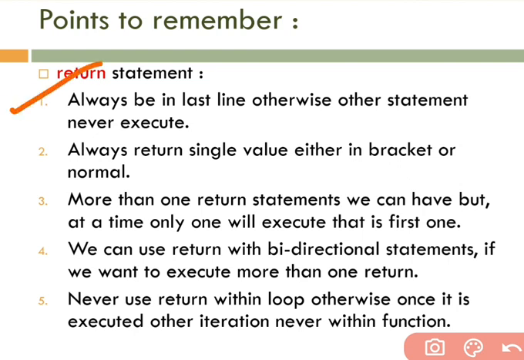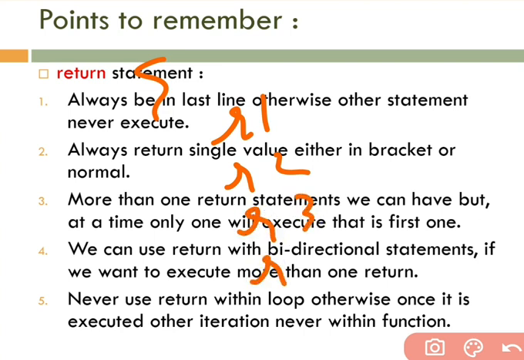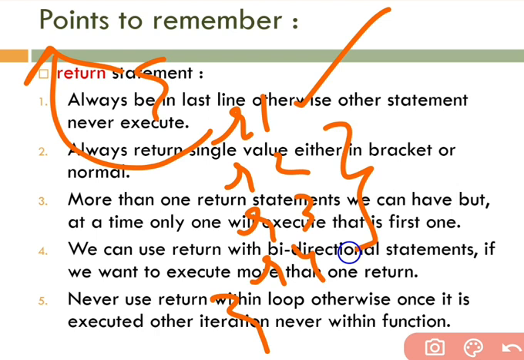And then see, the next few things you have to remember about return. One, it is always in the last line, as I told you earlier. And after that, a single value either in the bracket or normal. And then we can have more than one return statement, but at a time only one will execute. If I am writing return number 1, return number 2, return number 3, return number 4 in that way, then when the first return executes, it will go back. These lines never execute. Just remember that these lines never execute.